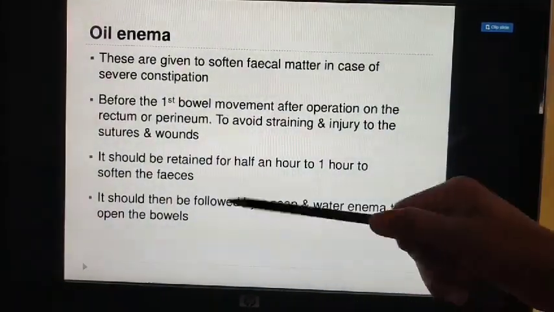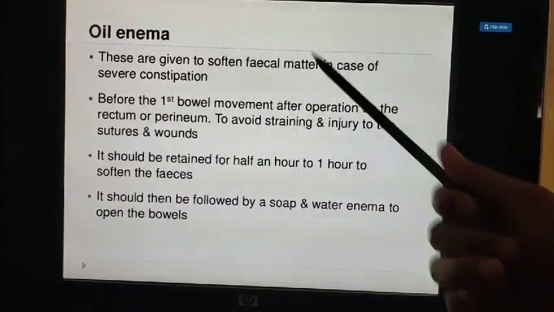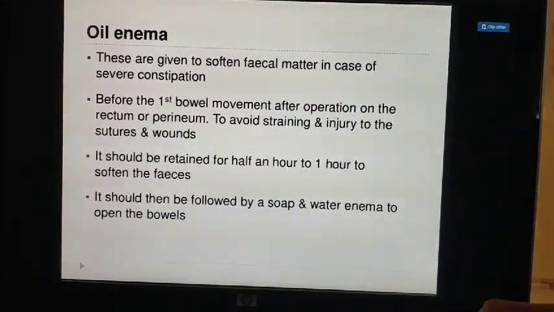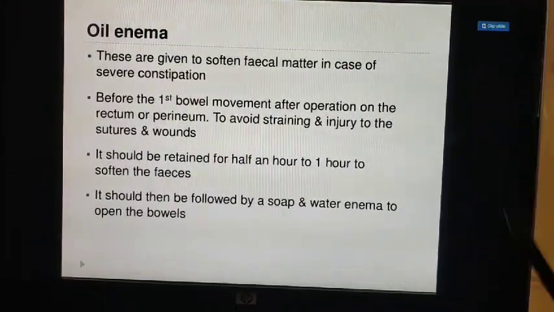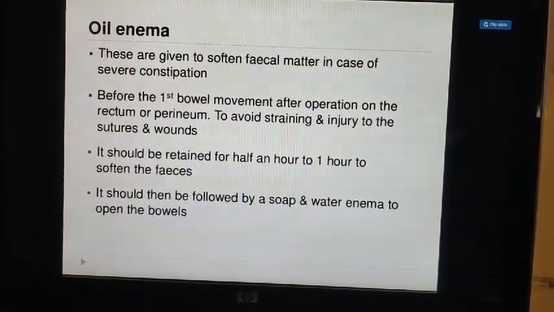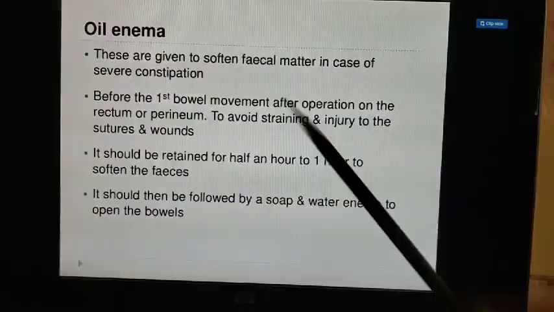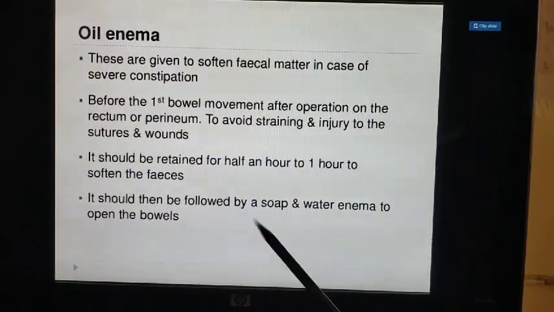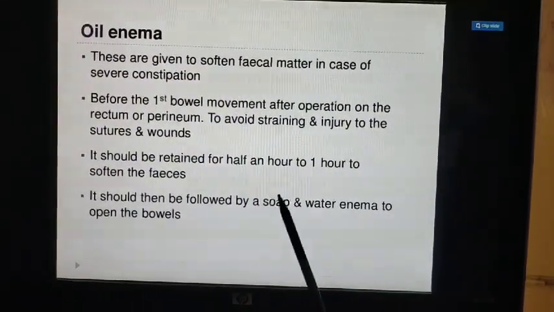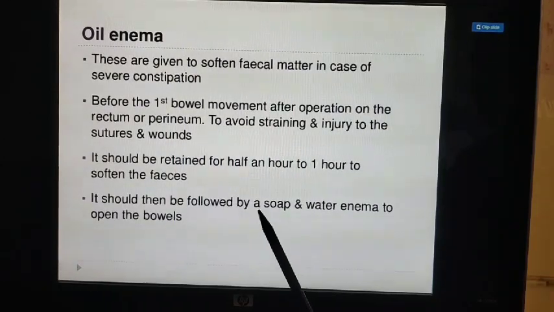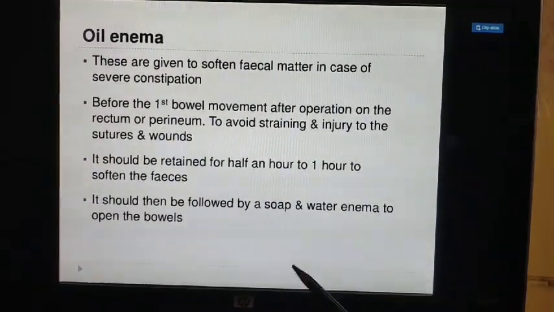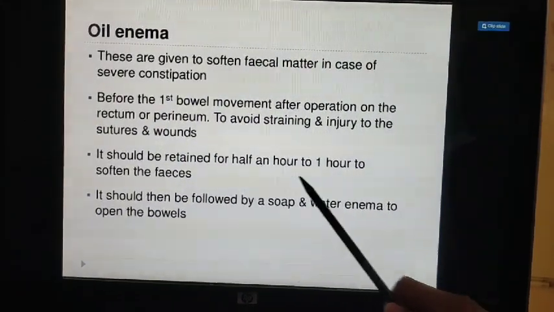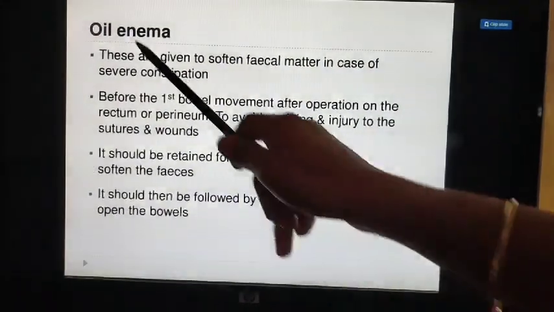Also, before the operation and after the operation, before the first bowel movement, before surgery and after surgery, we have to give this oil enema. It should be retained in the bowel for half an hour to 1 hour. Tell the patient to rest after the oil enema.